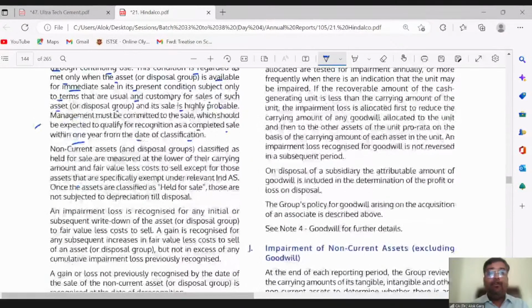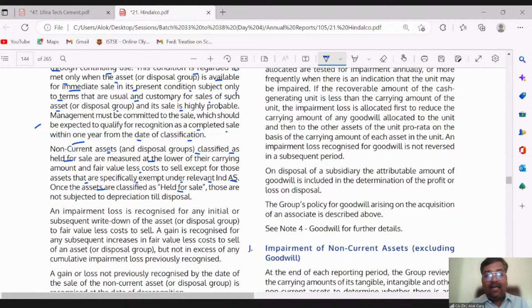Non-current assets and disposal groups classified as held for sale are measured at the lower of their carrying value and fair value less cost to sell, except for those assets that are specifically exempt under the relevant Ind AS. What does it mean? You remember I have told you the measurement exceptions. For example, deferred tax has to be computed as per Ind AS 12, and plan assets as per Ind AS 19. So except those assets, the measurement requirement is applicable as per Ind AS 105.